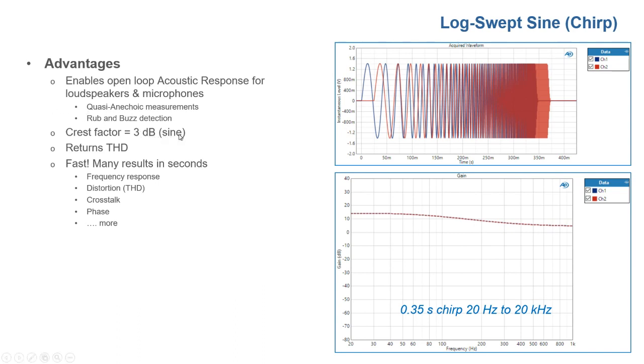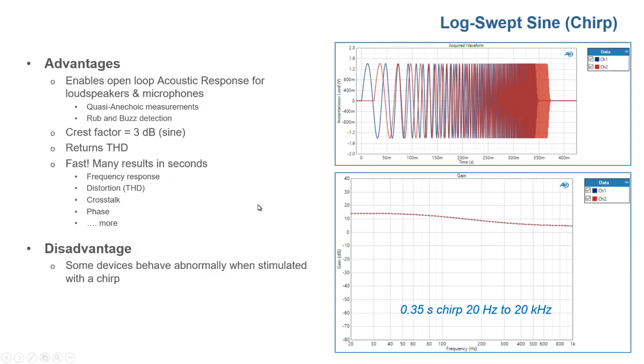Another advantage to this device is it has a crest factor of 3 dB because it is really a sine wave that sweeps continuously. It returns the total harmonic distortion, which we can easily relate to a classic stepped sine sweep. And it's fast. It can produce many, many results in a matter of 1 or 2 seconds.